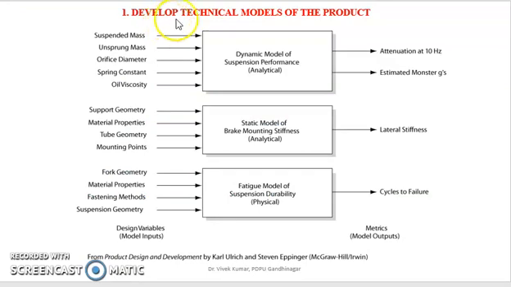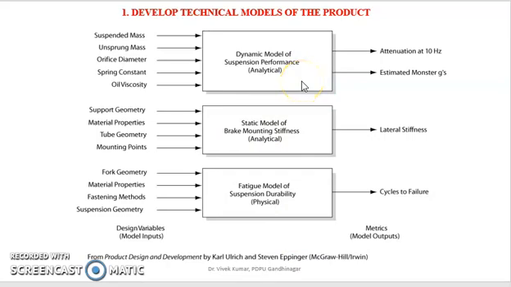The first step is to develop a technical model of the concept. A technical model of the product is a tool for predicting the value of the metrics for a particular set of design decisions. In this step, both analytical and physical models of the product are developed to test performance metrics. Models are used to assess technical feasibility of the product.